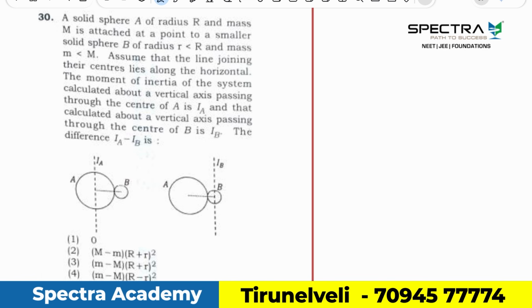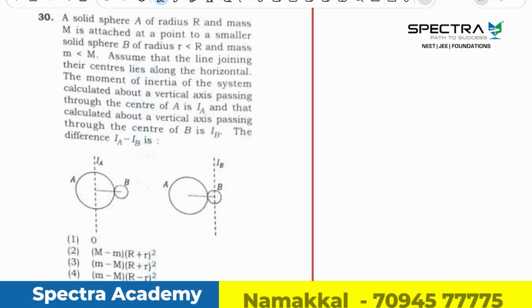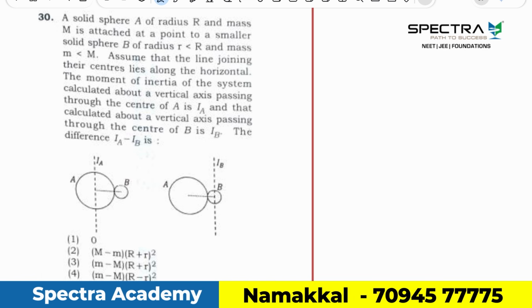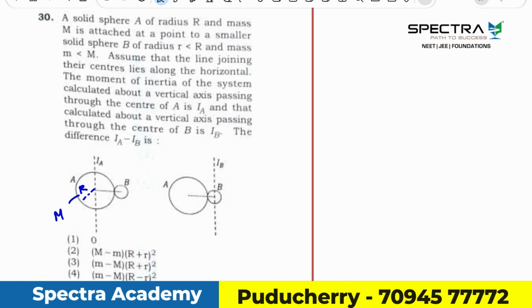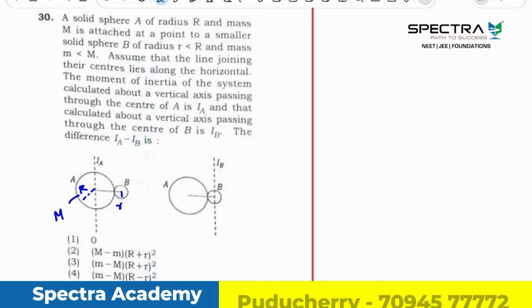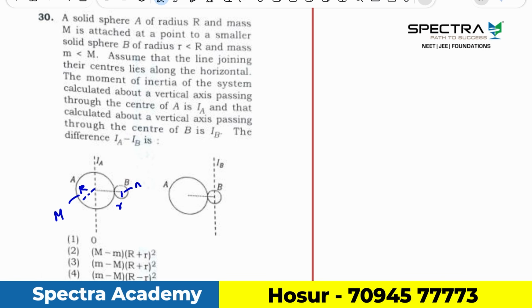There is a solid sphere A of a radius capital R. Okay, already figure is here, so I'll just mark. This is capital R whose mass is capital M. Now at a point it is attached to a smaller solid sphere B of radius small r, okay, and mass is small m. Fine. Assume that the line joining their centers lies along the horizontal.